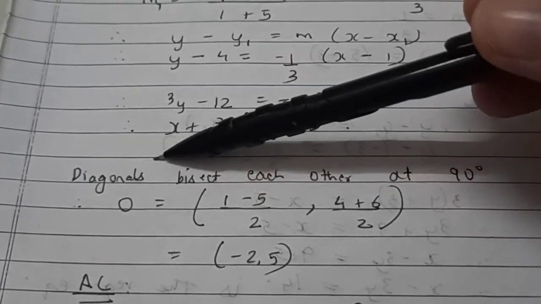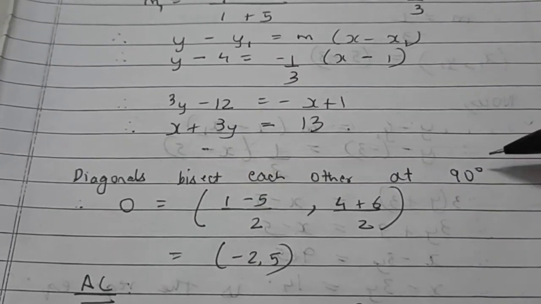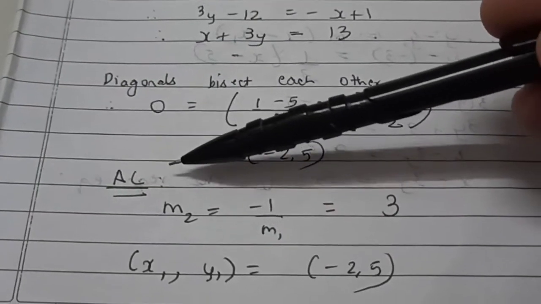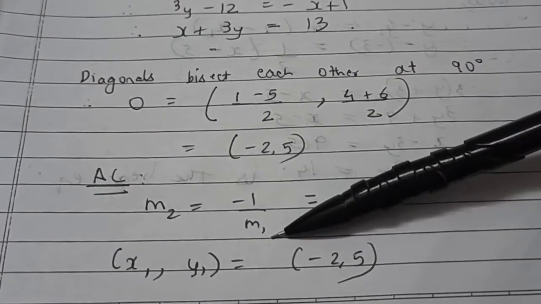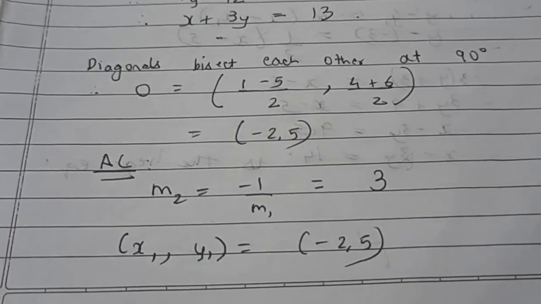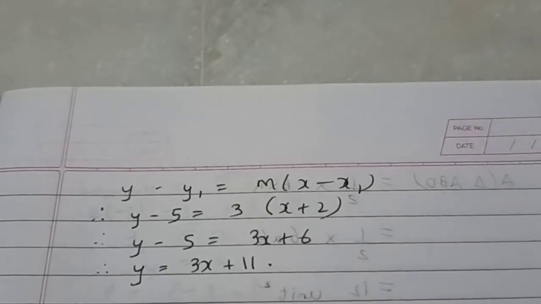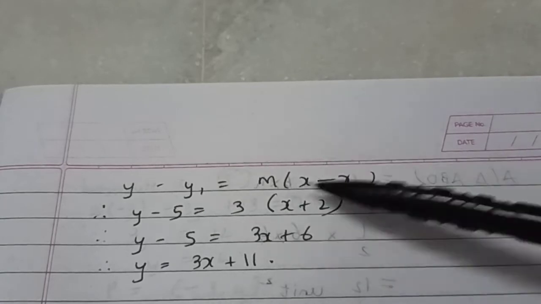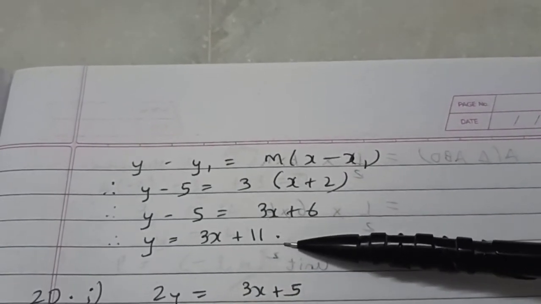Step number 1, write the reason why, what property you are using for solving the rest of the sum. Find the coordinates of O using midpoint formula. Now heading AC, slope, negative reciprocal of the previous slope, 3. x1, y1 also, that is O, taken. Now we start with the point slope formula, substitute the values of m, x1, y1, rearrange the terms, and this is the required equation of the other diagonal.